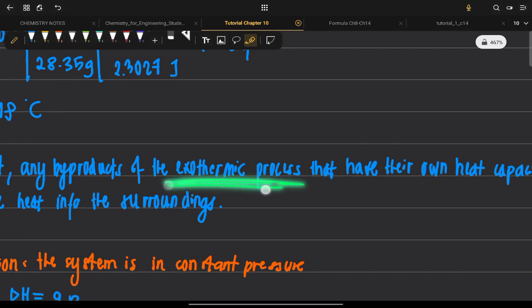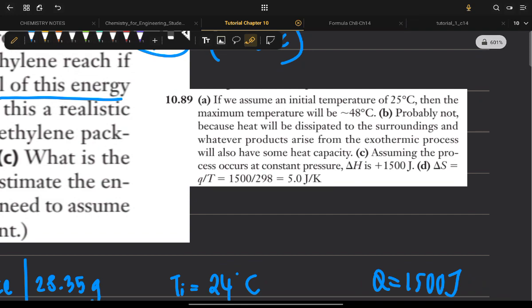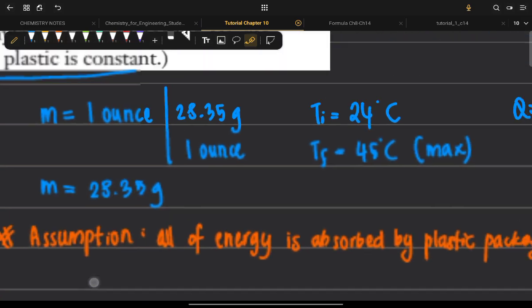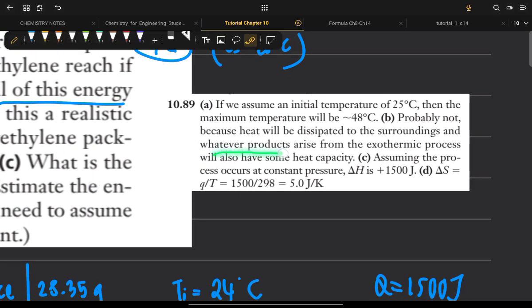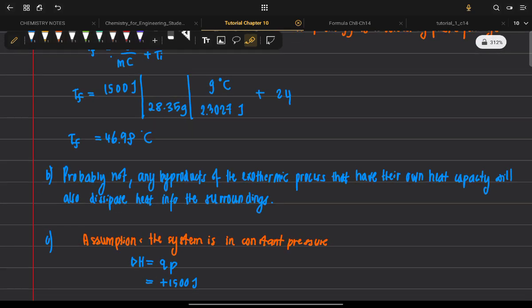This will be our exothermic process. The given answer also says probably not because heat will dissipate to the surroundings, and whatever product arises from the exothermic process will also have some heat capacity. So it's the same as my sentence.